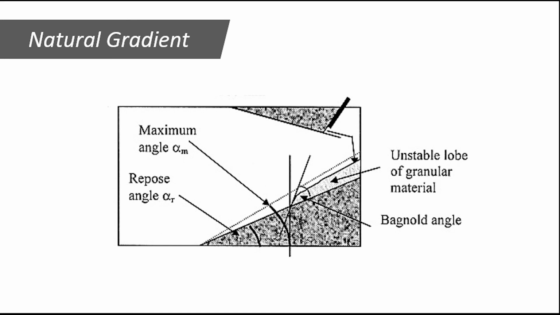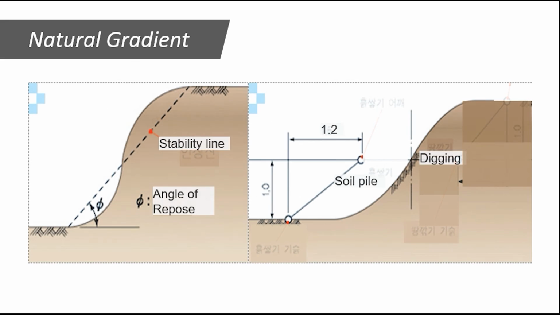The final process is to excavate the area with a 1.2 natural gradient while protecting the area with shotcrete. Natural gradient is a construction method that creates a stable slope so that soil does not flow down without the shotcrete work.